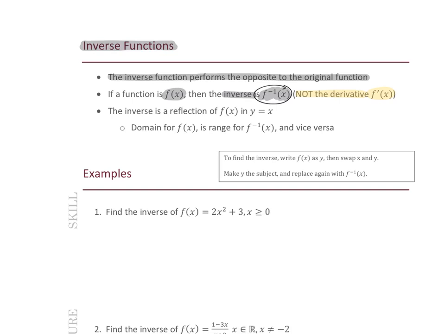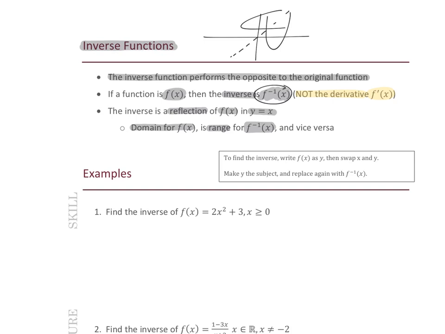Now, the inverse is a reflection of f of x in y equals x. So whatever my function is, if my function is like this, then the inverse is a reflection in that, so like that. Now that means the domain for f of x is the range for f minus 1 of x, and vice versa. And that's crucial when we later come to try to calculate the range or the domain. We can just use the opposites for the regular function.